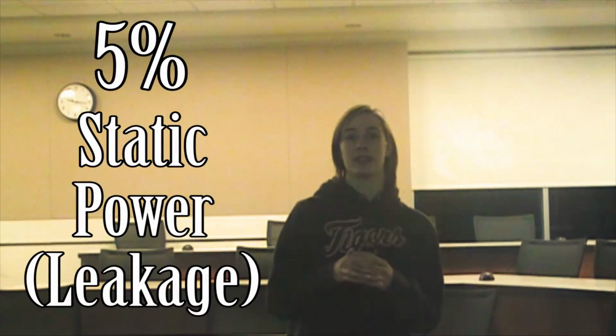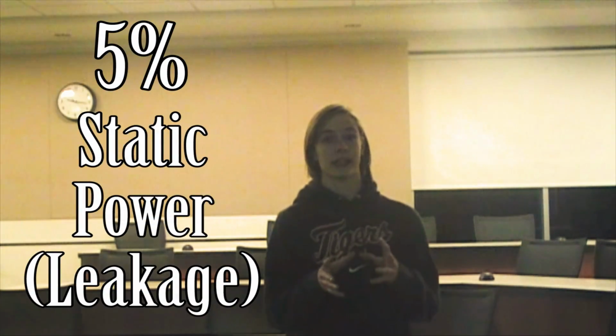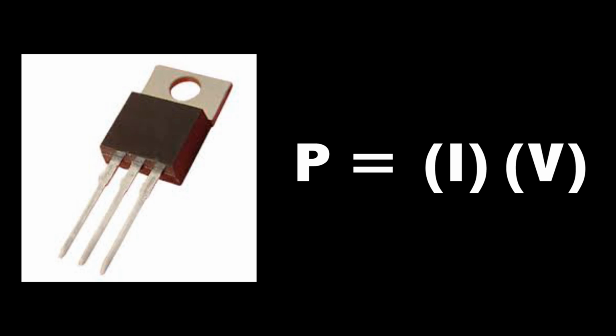A smaller portion is static power consumption, or leakage. Systems draw current even when idle. Even when the transistors are off, they leak a small amount of current. This static consumption for a transistor can be calculated as P equals I times V, where I is leakage current and V is voltage.